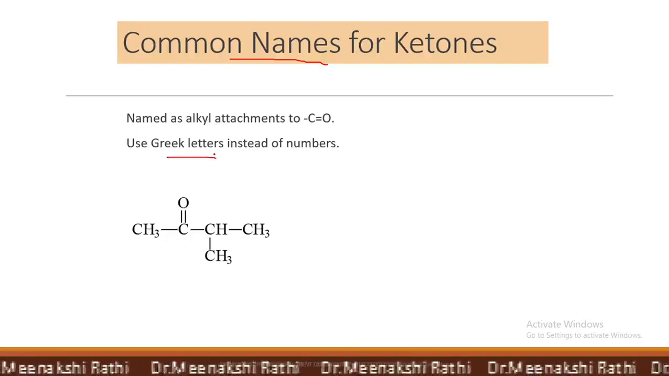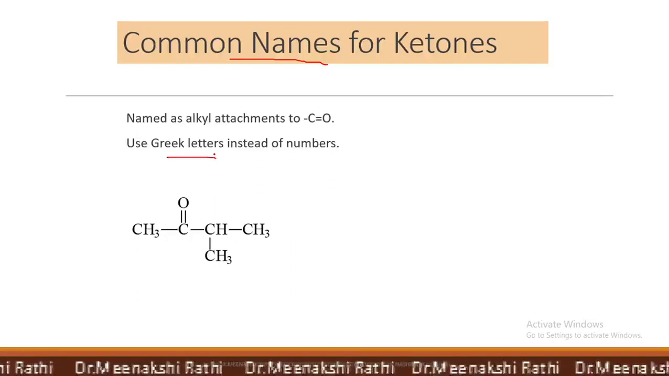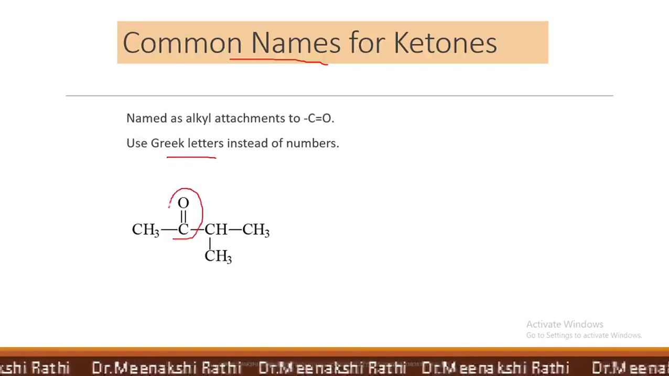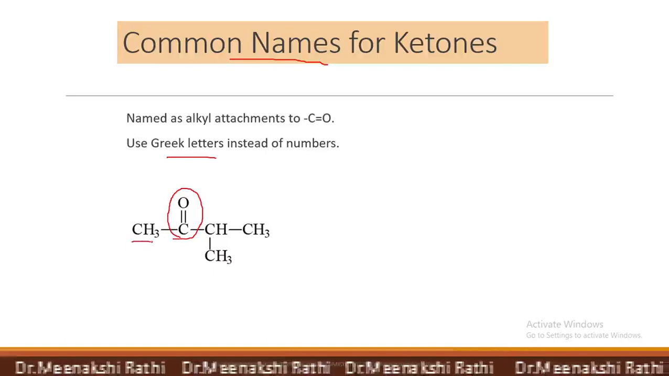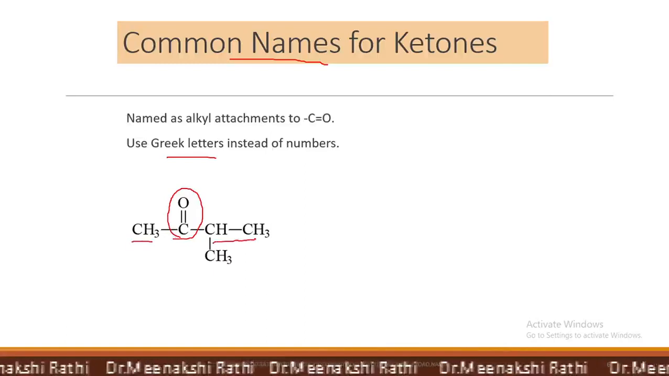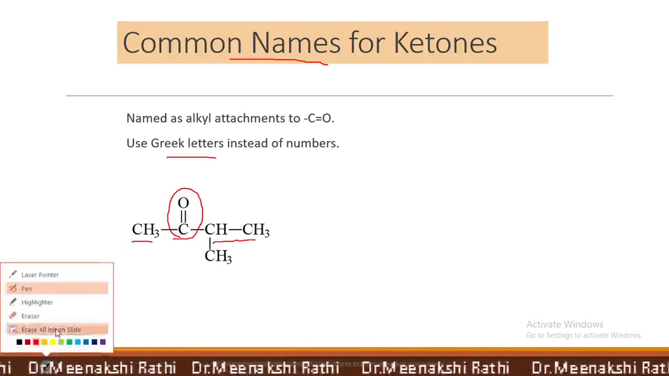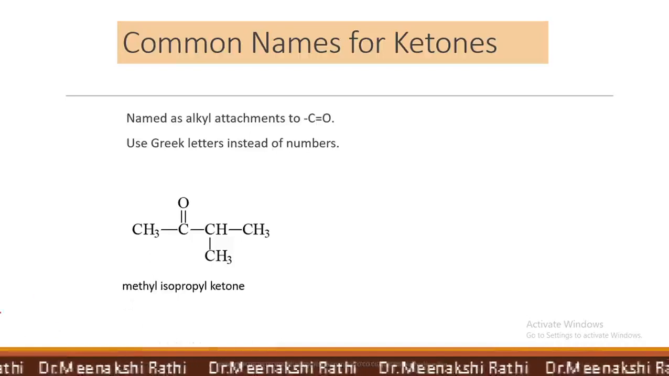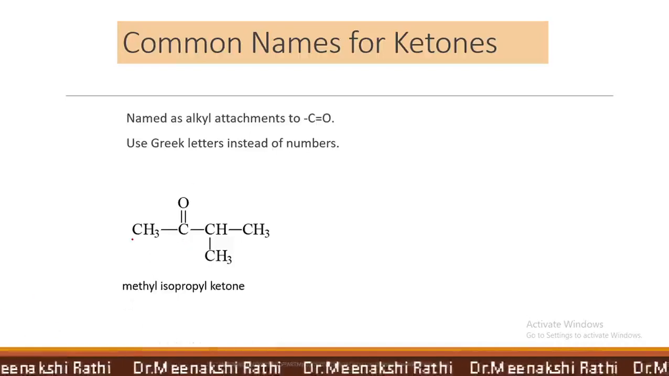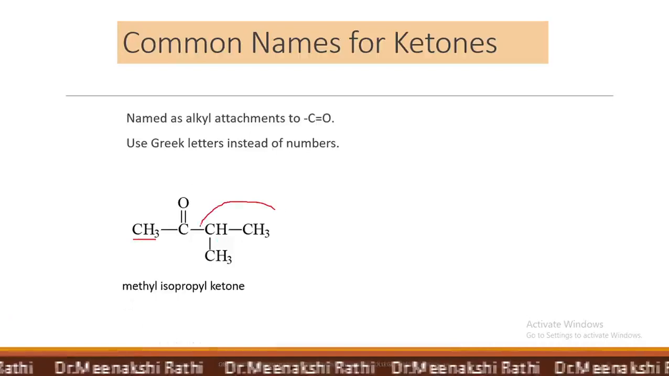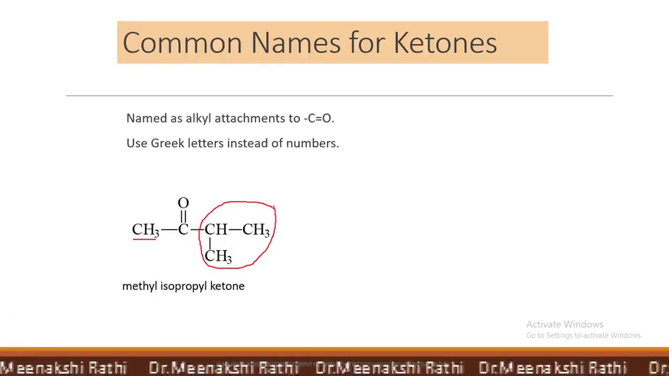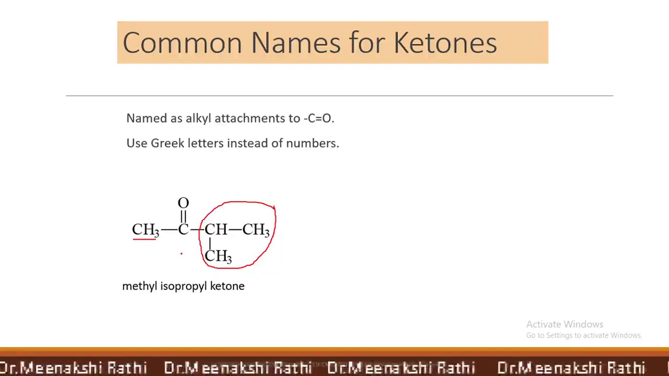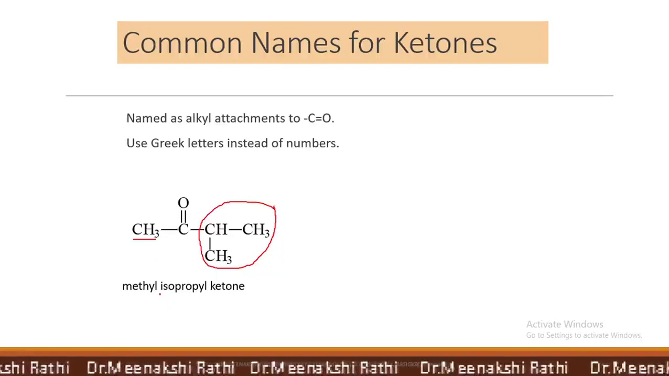We are discussing common names. First we will discuss the common name of a ketone. Now here you can see this is a carbonyl group, and to this carbonyl group 2 R groups are attached. So it is an example of a ketone. Now what is the common name of this ketone? To this carbonyl group, one methyl and one isopropyl group are attached. In methyl and isopropyl, don't consider iso.